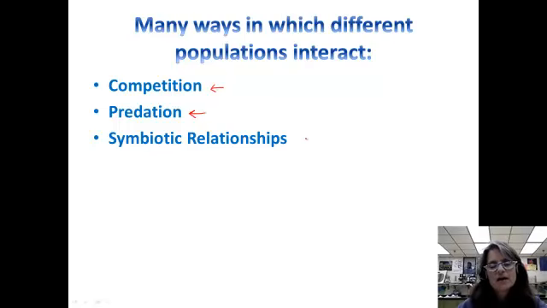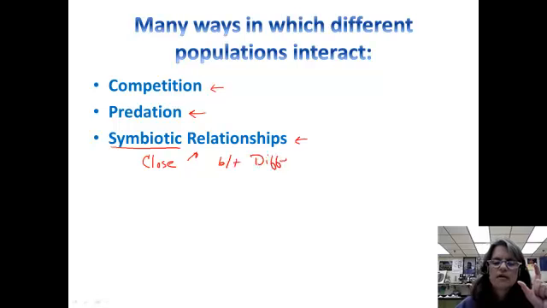And also there are symbiotic relationships. Please understand what this word means and what it encompasses. Symbiotic means a very close relationship between organisms that are of a different species. Okay? So it doesn't necessarily say whether this relationship is good or bad, beneficial or not. It just means that it is a very close relationship, and we'll talk about that.